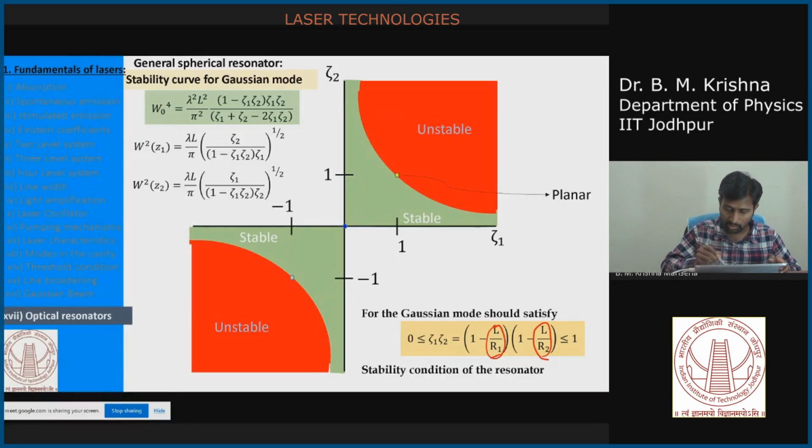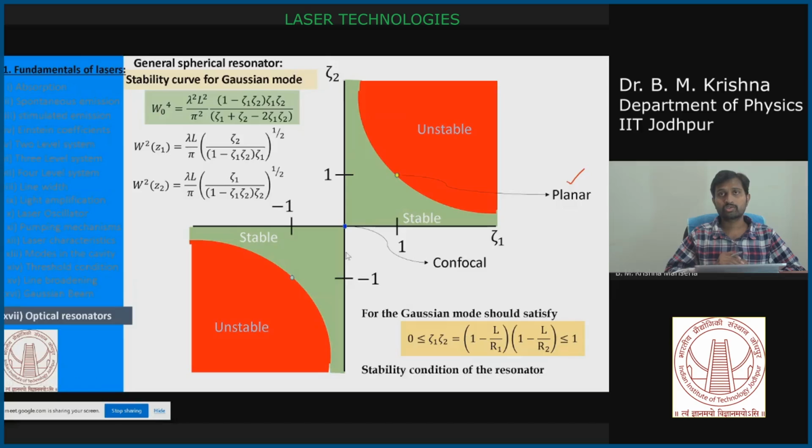Now you see your zeta 1 is 1 and your zeta 2 is 1. So that gives you your planar condition. You make your resonator with a different radius of curvature. If you get zeta 1 and zeta 2 equals to 1, that gives you your planar surfaces. So both mirrors are planar. And now the other condition is the confocal condition.